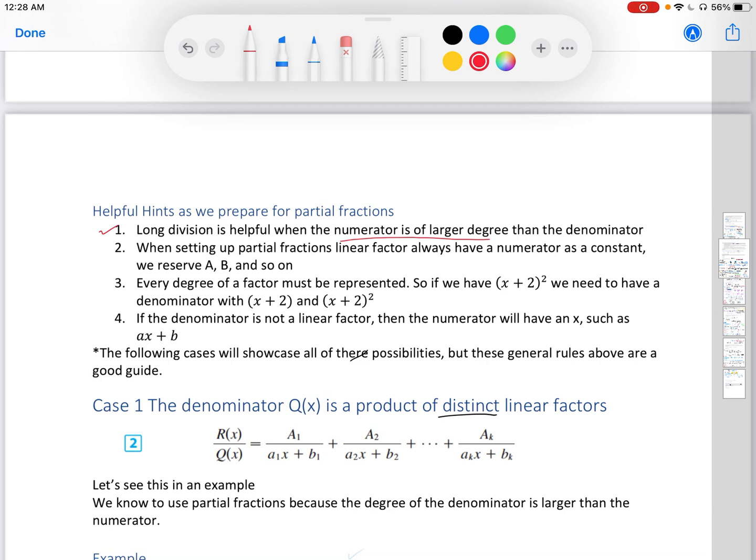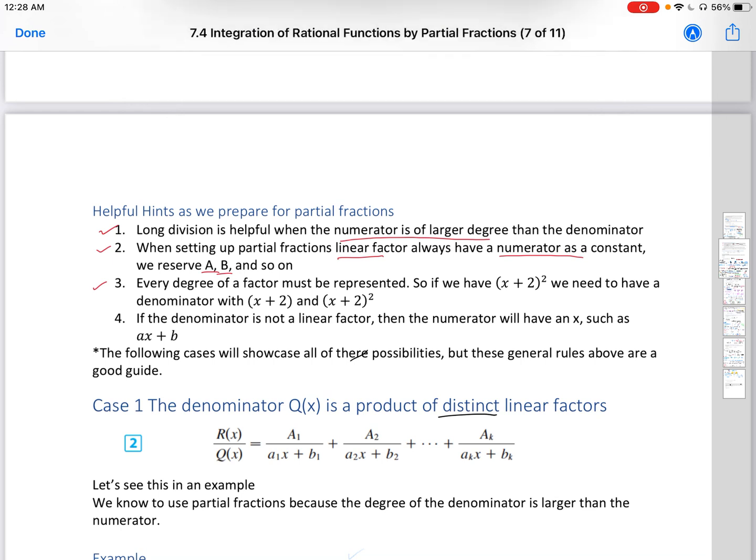other integration techniques. 2, when setting up partial fractions, if we have a linear factor in your denominator, set your numerator as a constant, like A, B, and so on. 3, every degree of the denominator must be represented. So if we have something like an x squared plus 2, we need to have that factor from the first degree up until you reach your exponent.